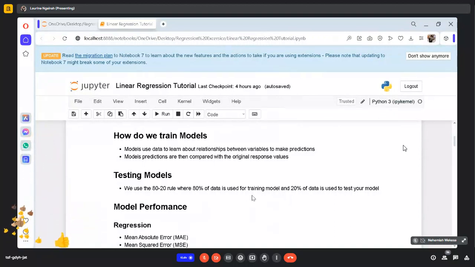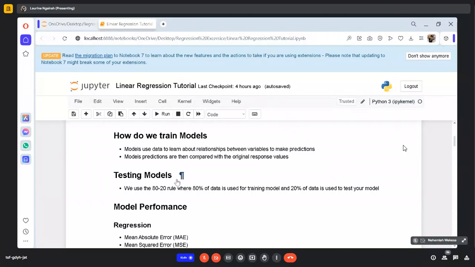So I will move on to how we train these models. The models use data to learn about these relationships. And then the models make predictions which are compared to the original response values. This I just want to brush through, because I think Nehemiah or Ambale or any other person will take us through this.